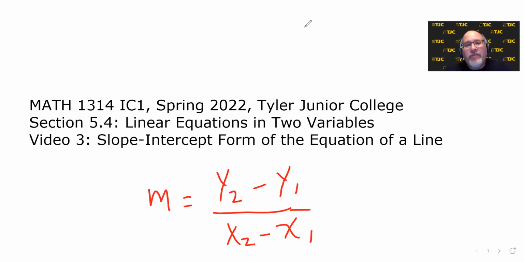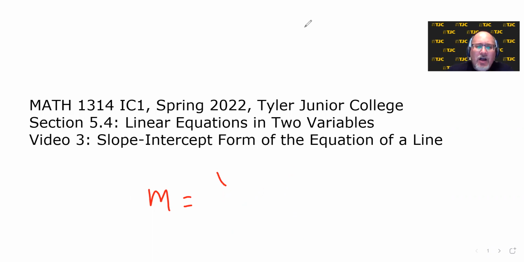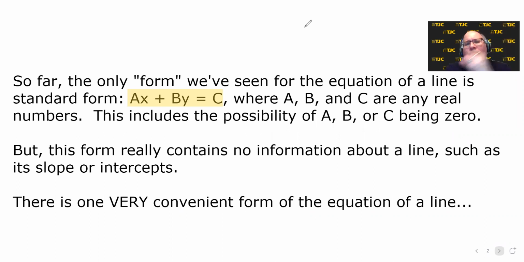Also recall that we've talked about a form of a line called standard form. We'll review standard form in just a second, but there's a problem with standard form. It doesn't tell you much information. So far, the only form we've seen for the equation of a line is standard form, which was ax plus by equals c, where a, b, and c are any real numbers. This includes the possibility of a, b, or c being 0. But this form really contains no information about a line, such as its slope or intercepts.